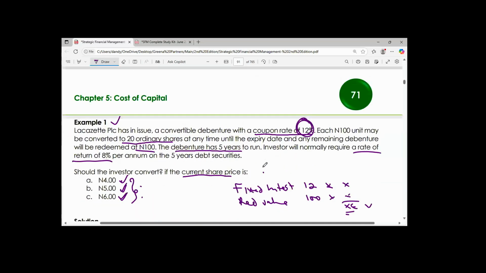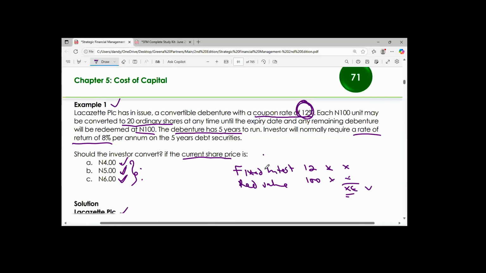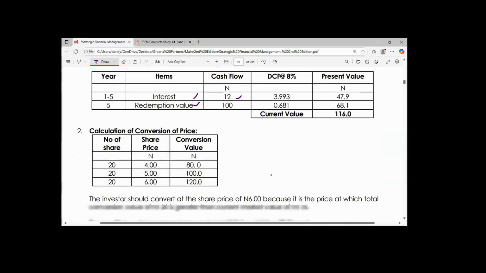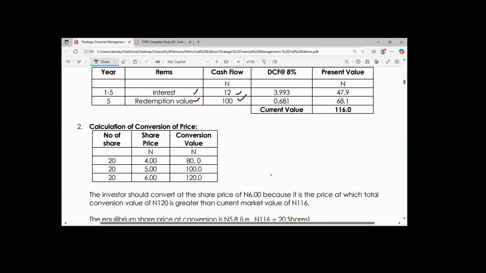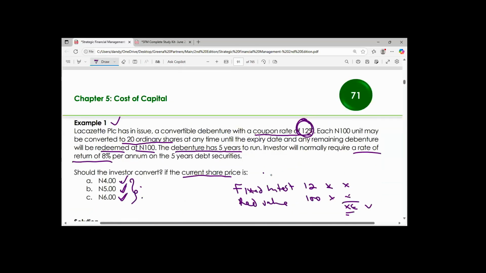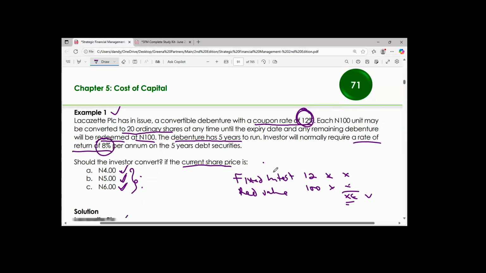Then the next thing I need to do is to determine the present value of the redemption value. We are told that the debenture will be redeemed at 100 naira. At 100 naira means at par, and that's the 100 naira here. So I will then go back to the question: what's the coupon rate, what's the yield? The yield is the same thing as rate of return or internal rate of return. So we are given a rate of return of 8%. It means that this 8% is the yield.